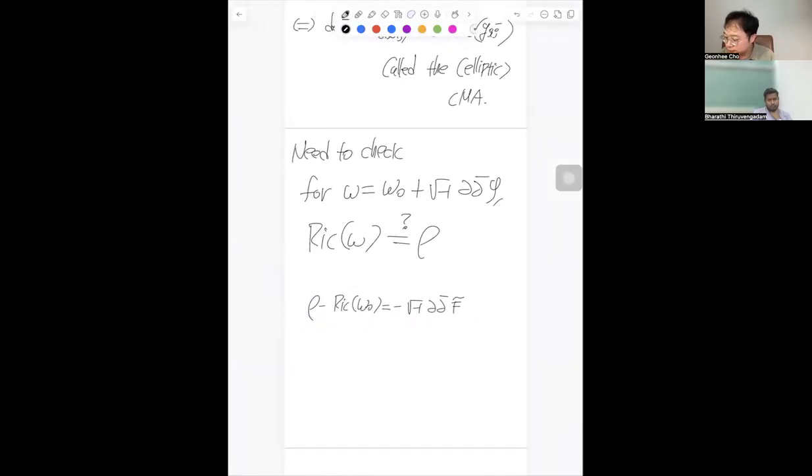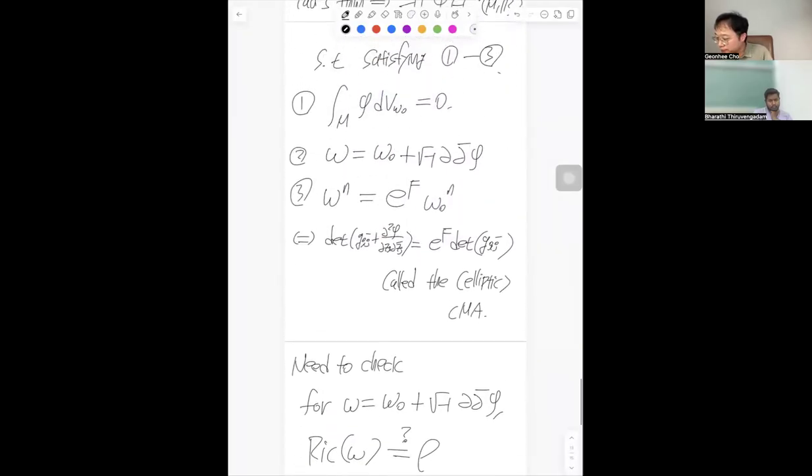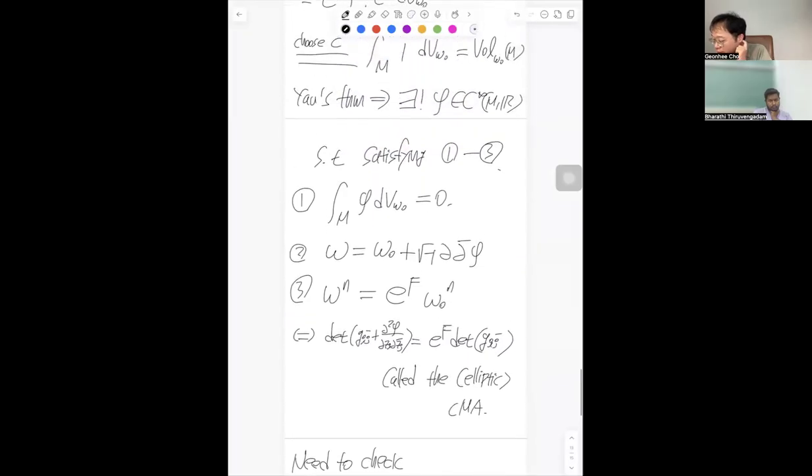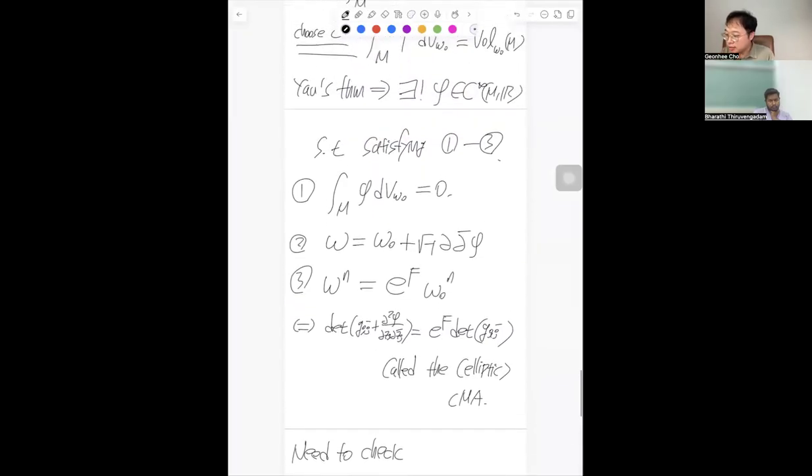So indeed, we start from here. This is equivalent to saying rho equals Ric of omega naught minus i ∂∂bar of f tilde. But we can just replace this by ∂∂bar of f because we just add a constant. This is our guarantee. So now let's apply the third condition. The third condition guarantees that this guy is actually the volume.